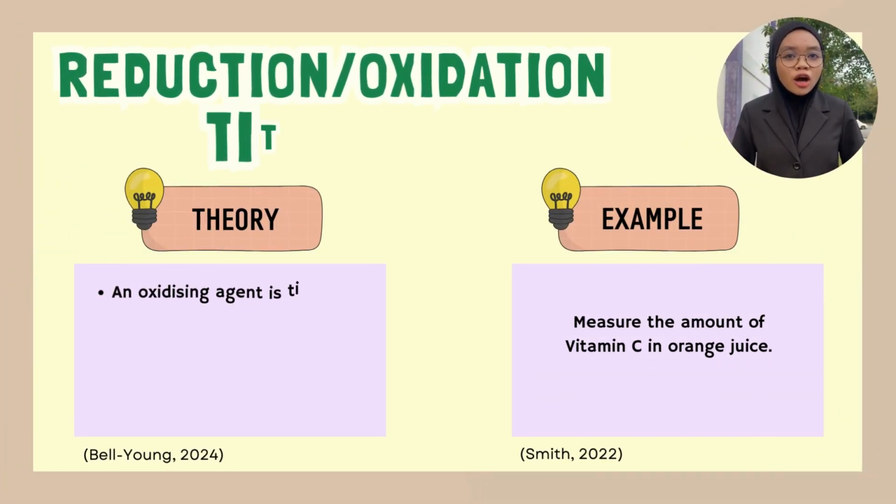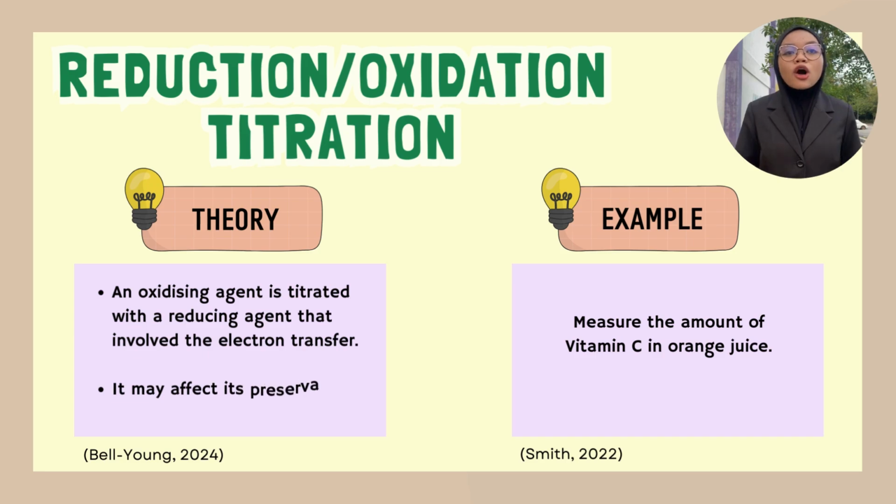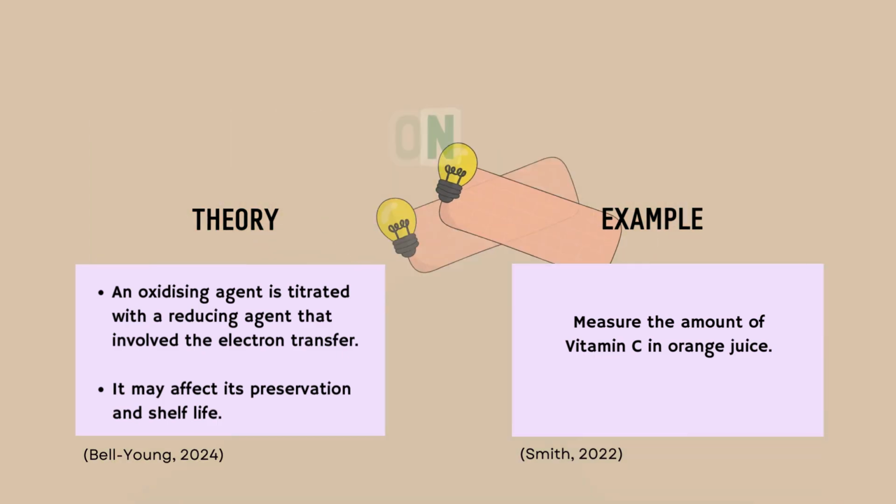Next, reduction-oxidation titration, or redox. Theoretically, in this type of titration, an oxidizing agent is titrated with a reducing agent or vice versa, which involves electron transfer. It is significant because the way a processed food is oxidized can affect its preservation and shelf life. As an example, it can measure the amount of vitamin C in orange juice.